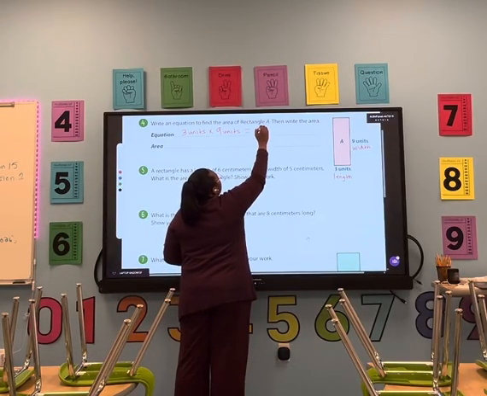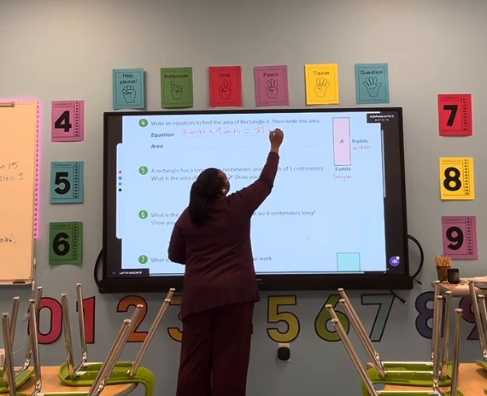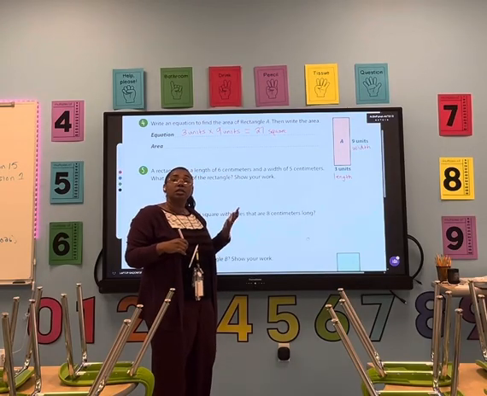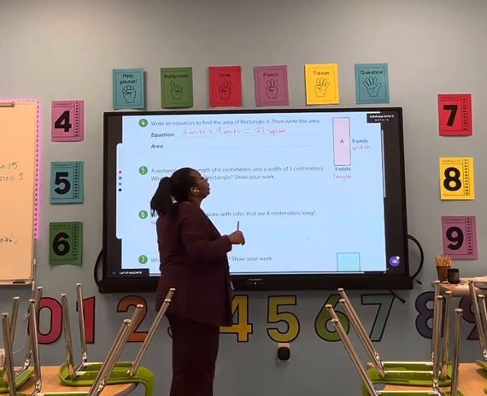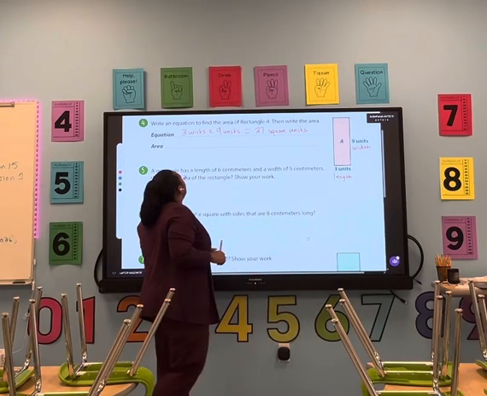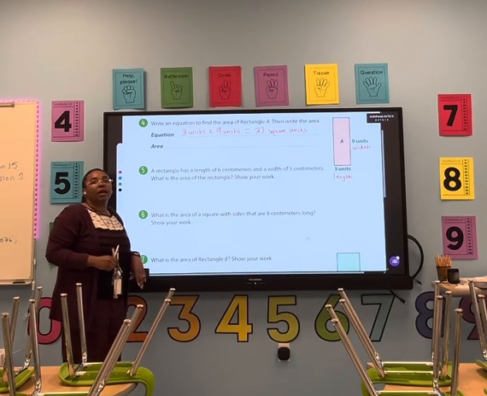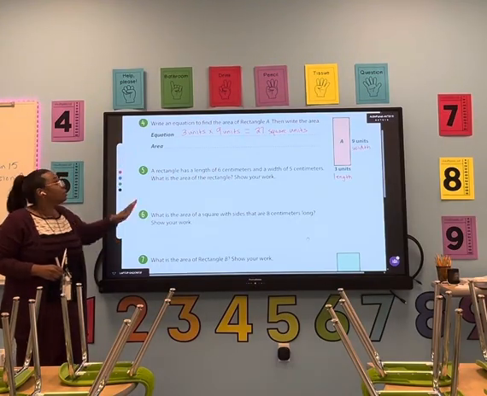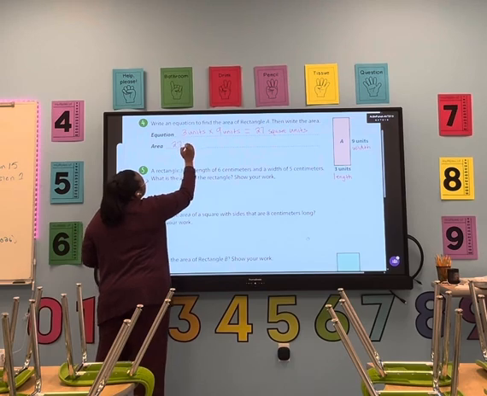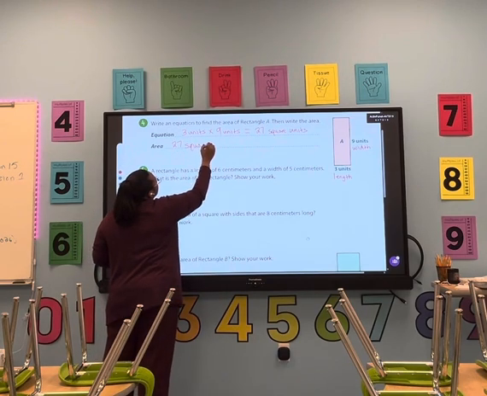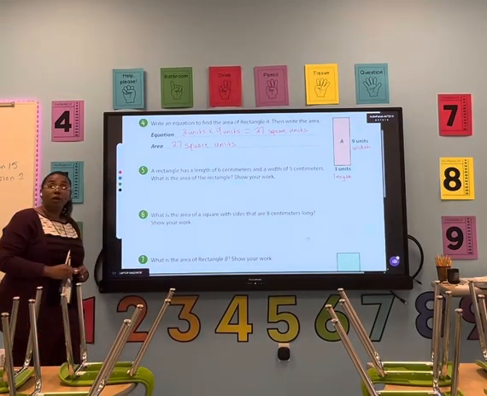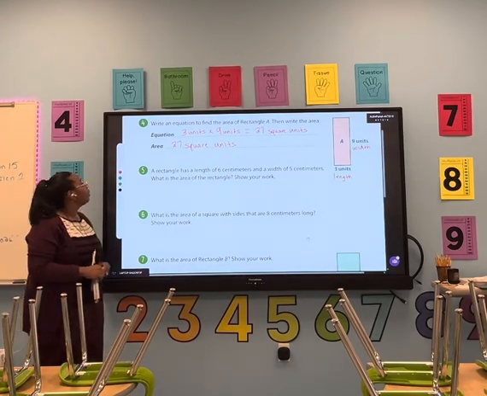And because this is area, we're going to use our special word of square. They didn't give us centimeters or inches, but they did give us units. So we write units. Now, it asks us for the area. We're just going to rewrite our answer right here. So this is going to be 27 square units. Okay, and that's it for number 4. So let's go ahead and go to number 5.